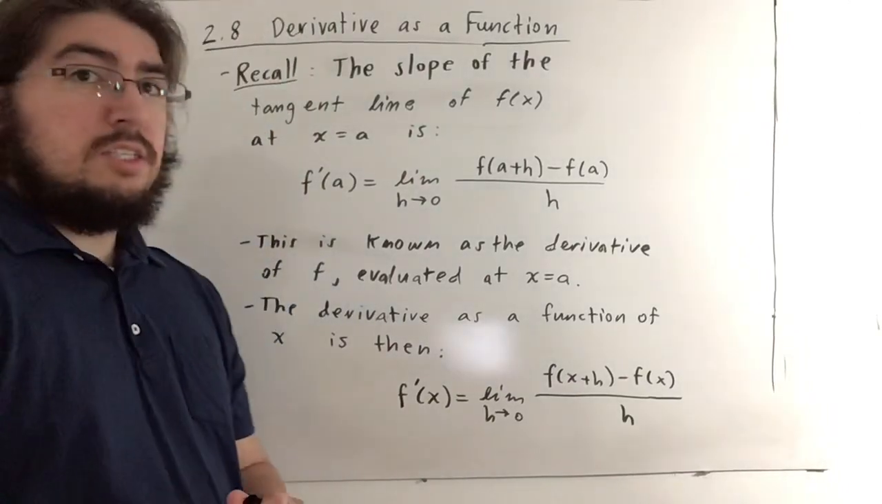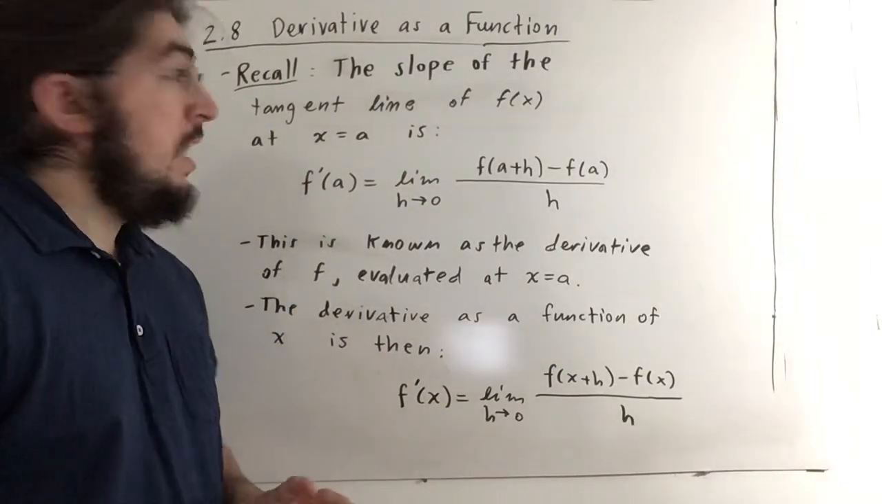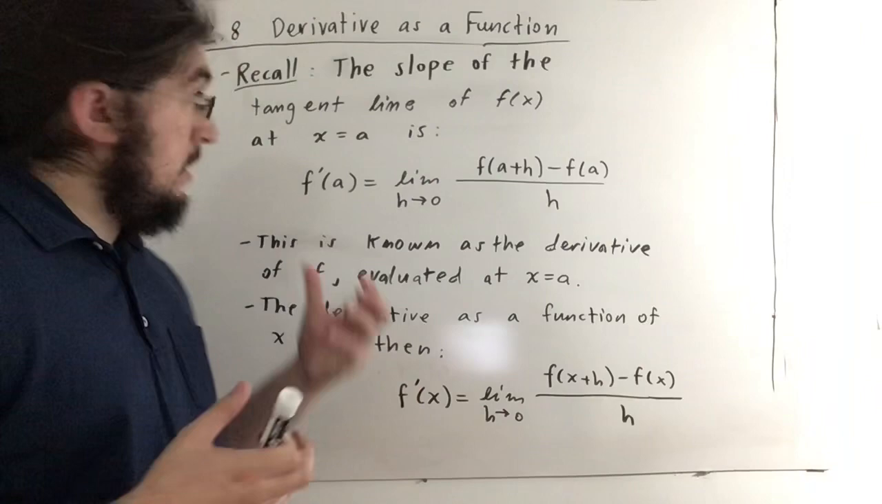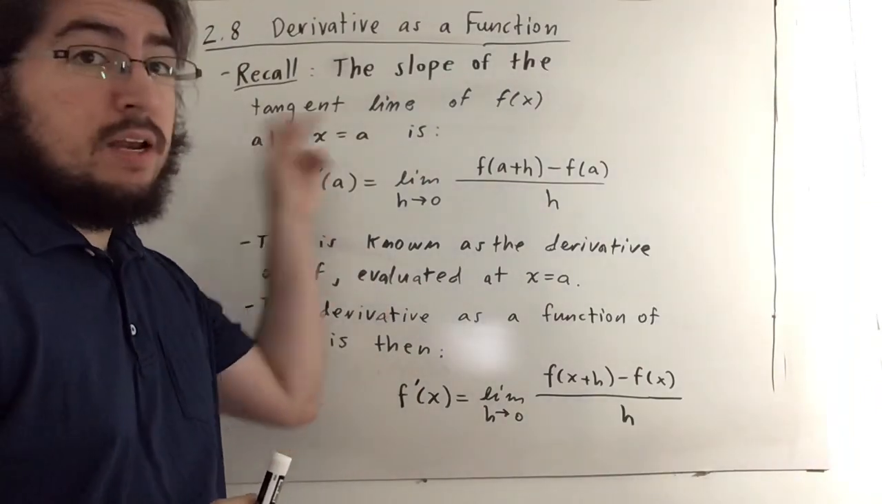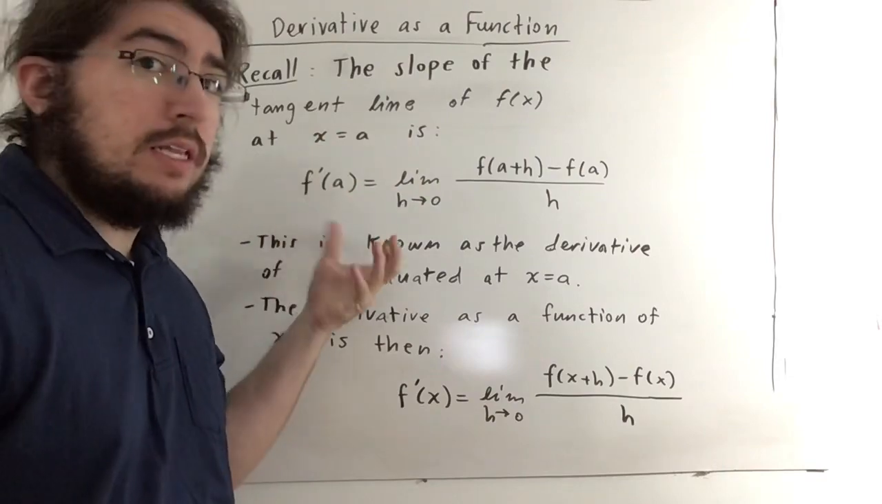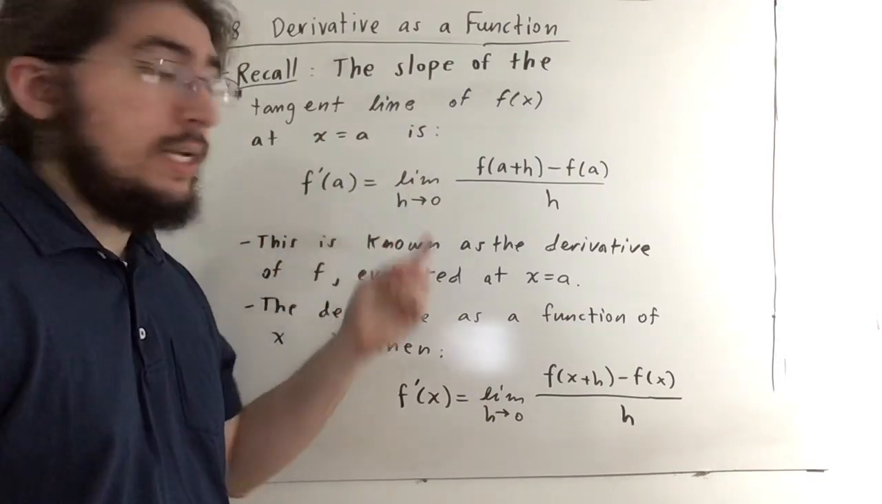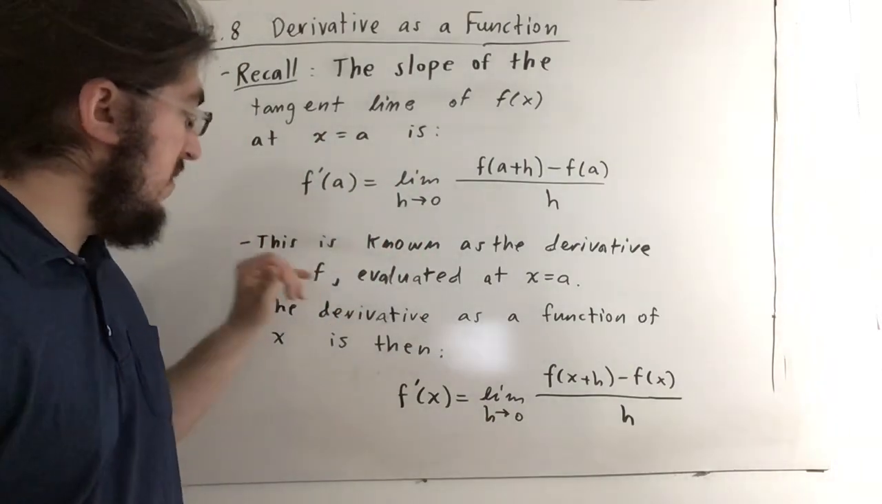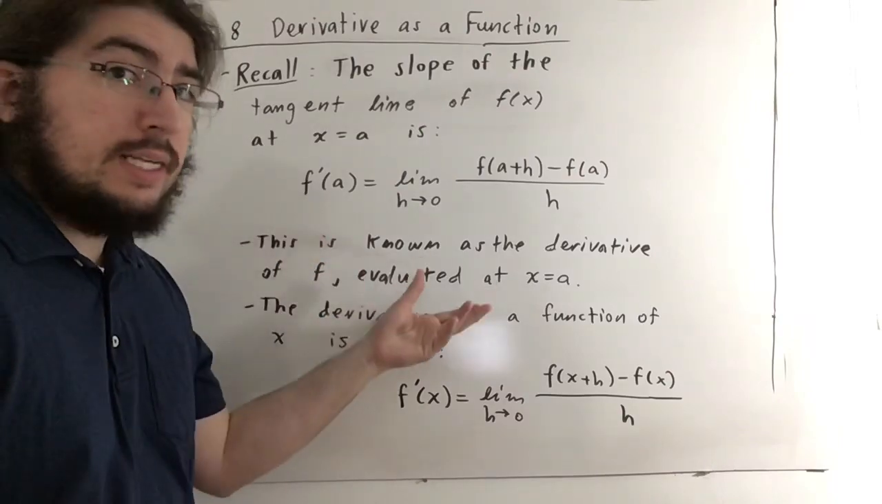Hi everyone, this is 2.8, derivative as a function. And first we want to recall what derivative means. Recall that the slope of the tangent line of f of x at x equals a is this. This is how you calculate the slope of the tangent line at a particular point. This is known as the derivative of f evaluated at x equals a.